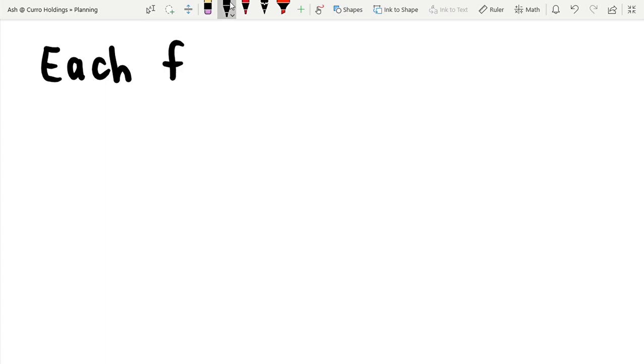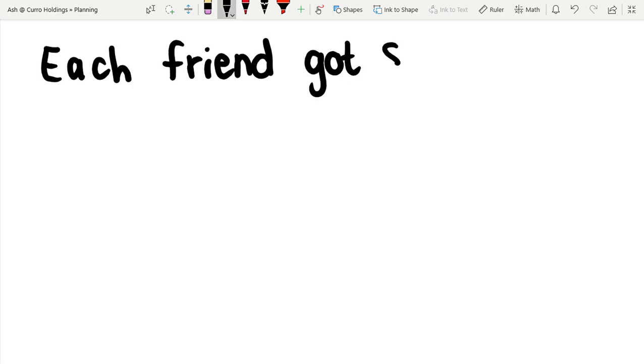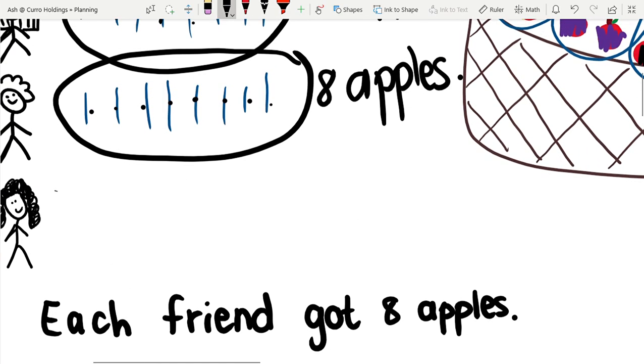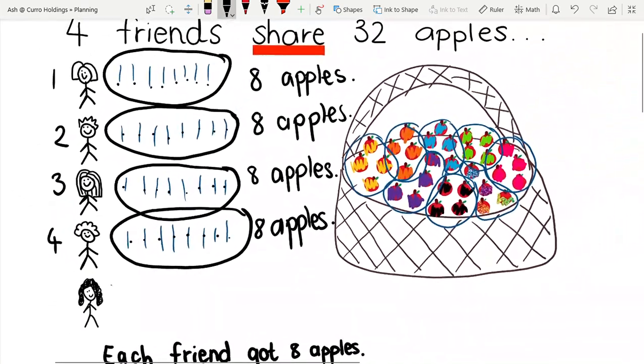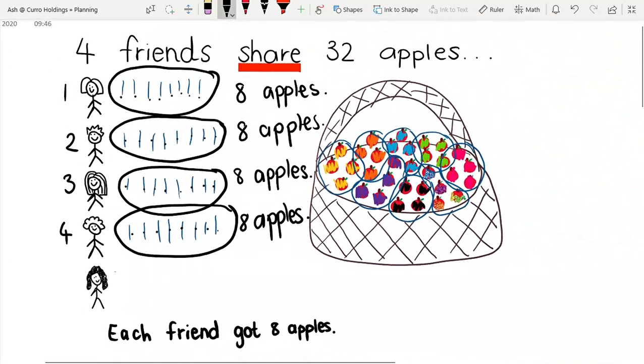each friend got 8 apples. If possible, I would like you to draw this little sum in your math books, if you can, just to help you learn how to do some sharing.